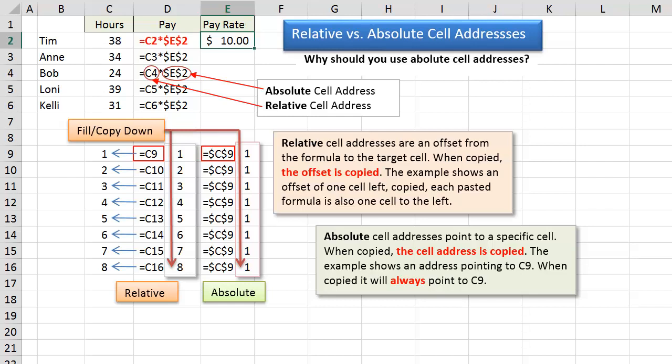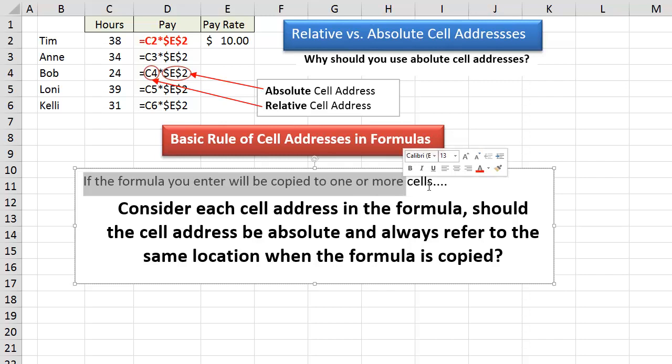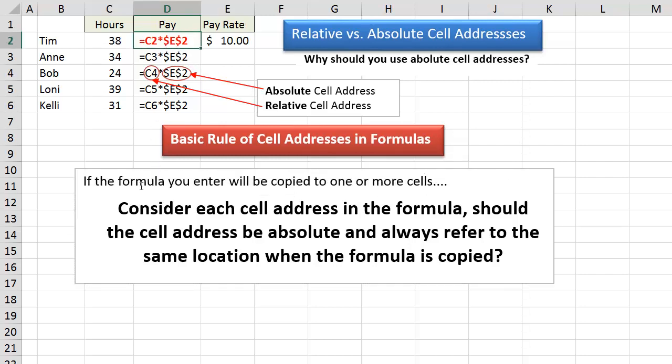So let's think about a rule we could follow to do absolute versus relative cell references. The basic idea here is you really only need to think about it if you're going to copy one or more of your cells. In other words, if you're going to put a formula in, like I did up here for the pay, I'm going to want to copy that down to the many people that I have in my list. So that formula is going to be copied. That's the most efficient way to do this.